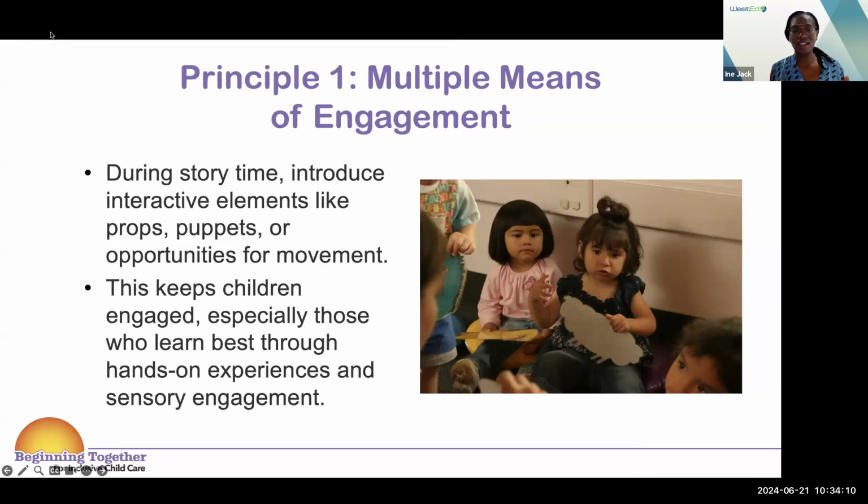I see these little girls in the picture, they're holding objects from the story. So just keeping children engaged using different props or materials will really support this UDL principle.